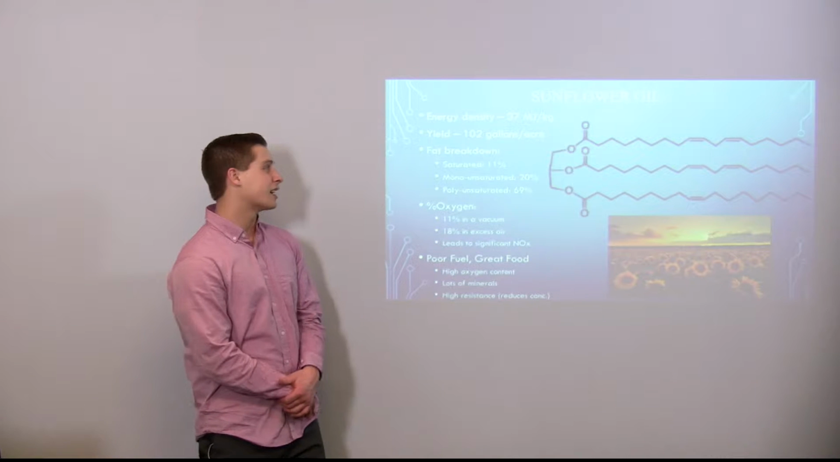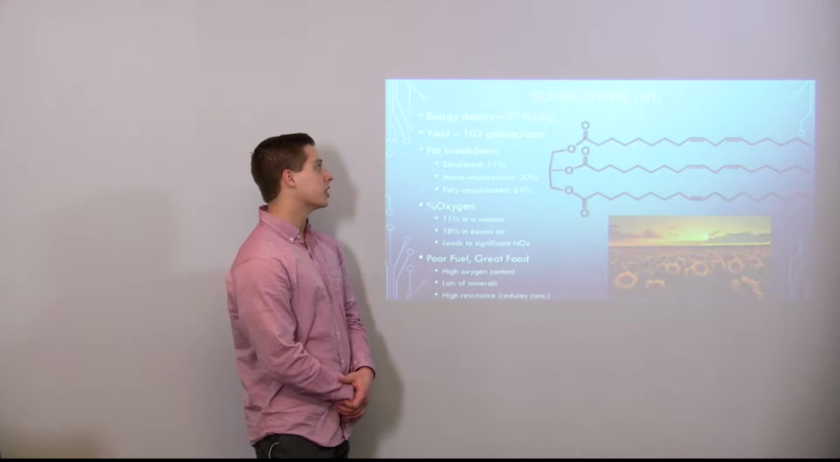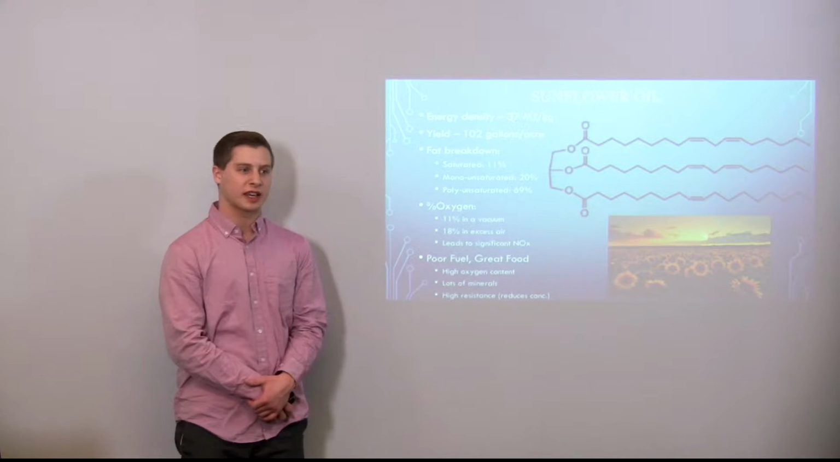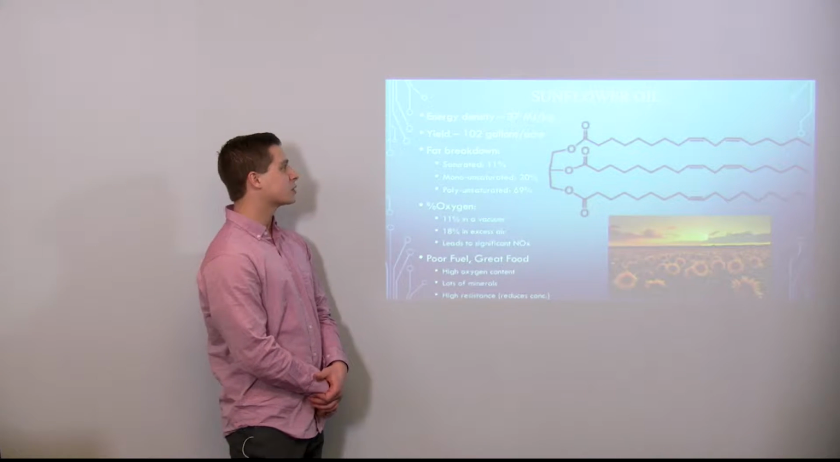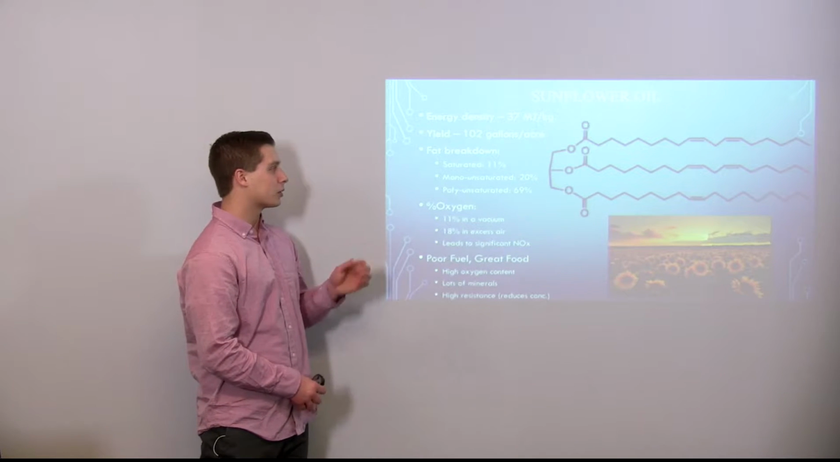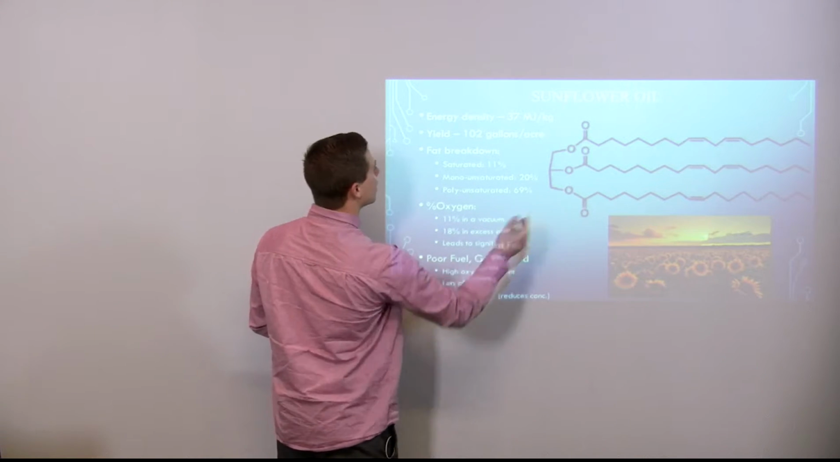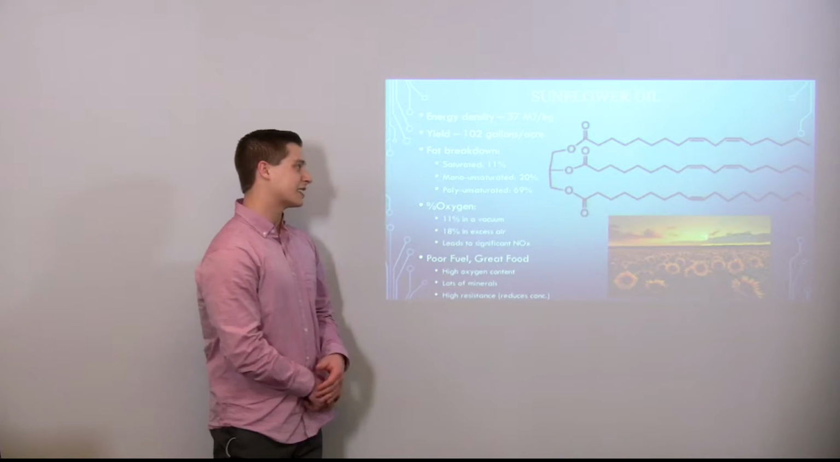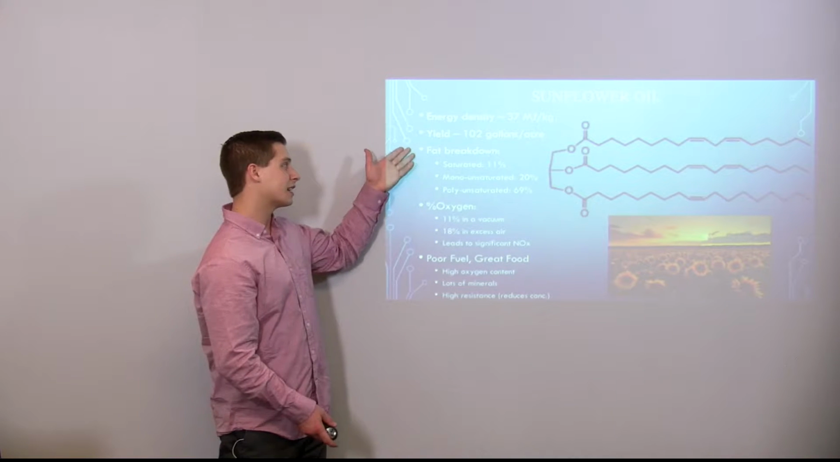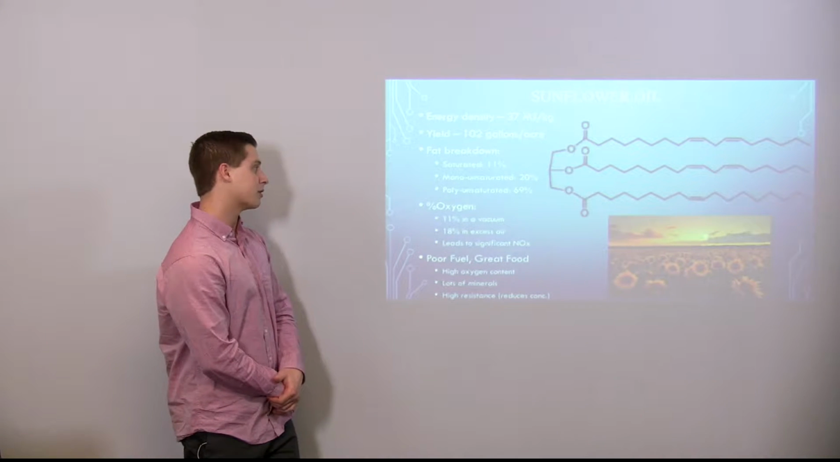The first oil we'll be investigating is the unsaturated oil known as sunflower oil. Energy density is 37 megajoules per kilogram, and the yield is 102 gallons per acre. Now the fat breakdown on sunflower oil, as we can see over here, is mostly polyunsaturated, close to 70%, whereas monounsaturated is 20%, and the saturated fats are only 11%.